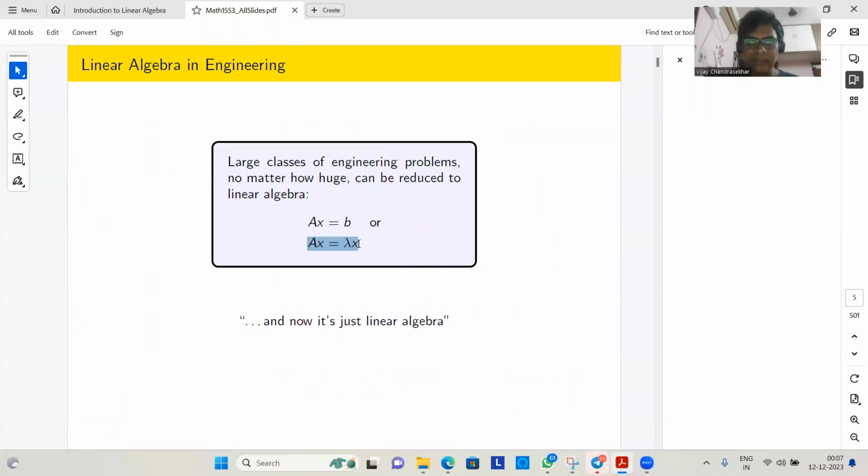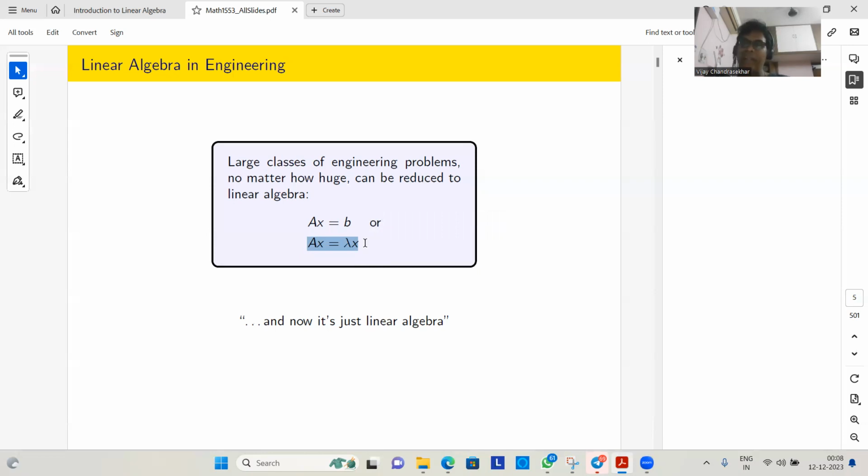You see the second thing? Look at this. Large classes of engineering problems, no matter how huge, can be reduced to two problems in linear algebra: AX = B or AX = lambda X. All this while, when we were discussing linear algebra, we were looking at AX = B. Sometimes B was zero, what we call homogeneous systems of linear equations, or non-homogeneous systems of linear equations. The second bit, AX = lambda X, is another class of linear algebraic problems.